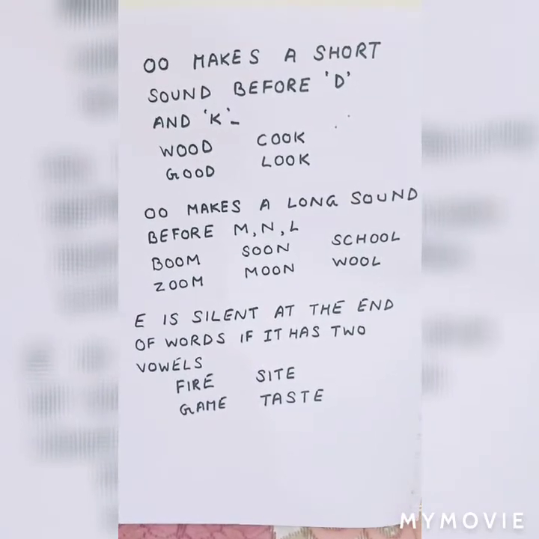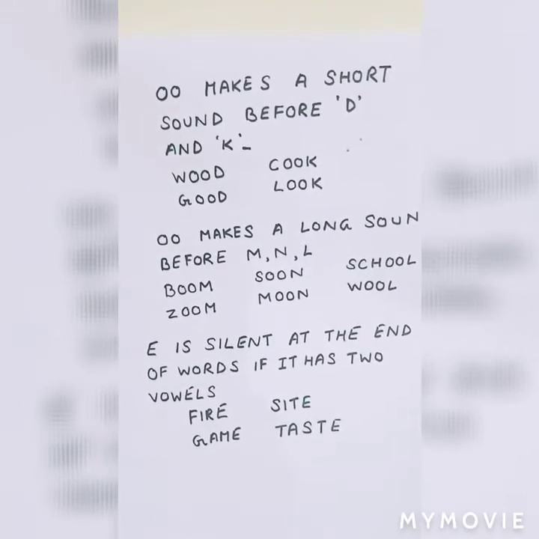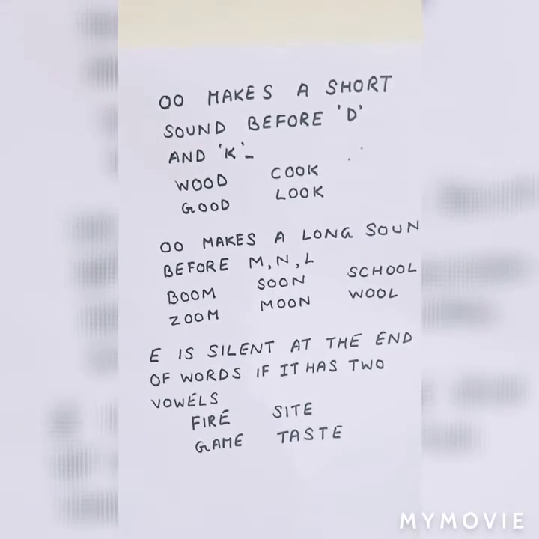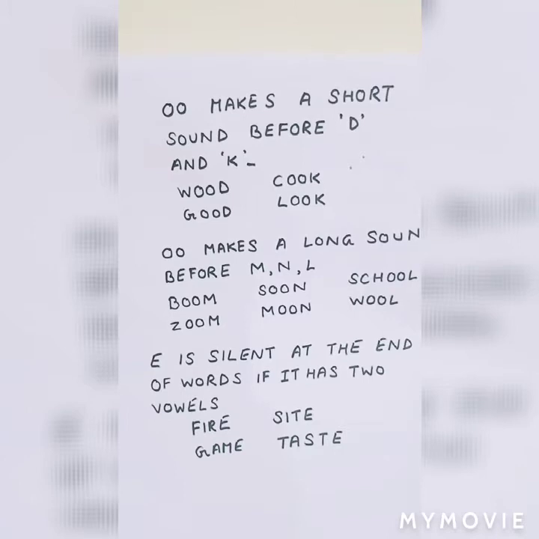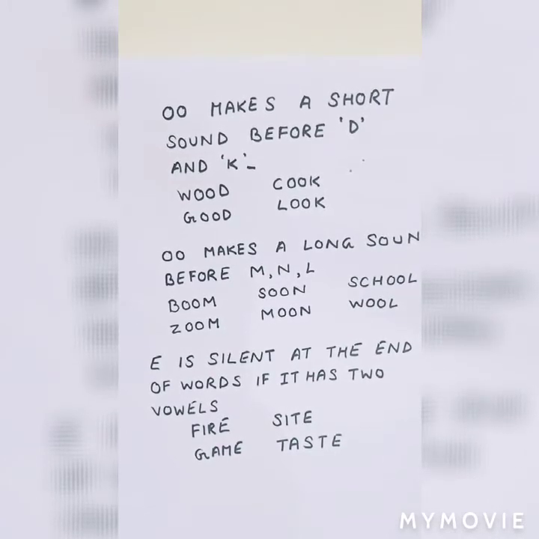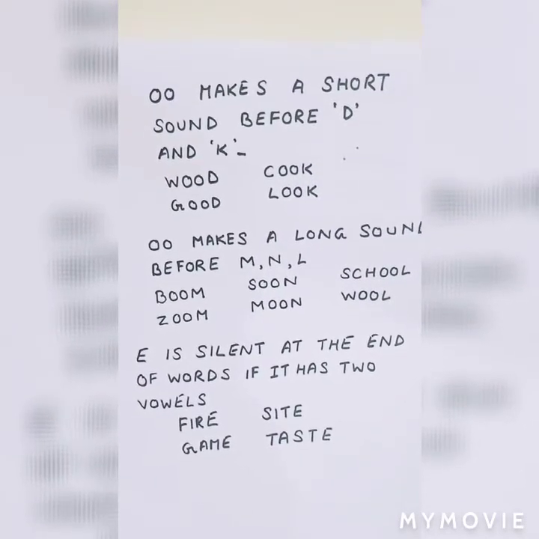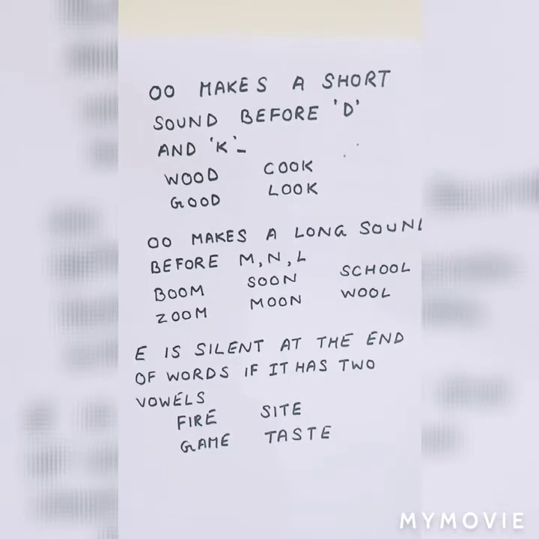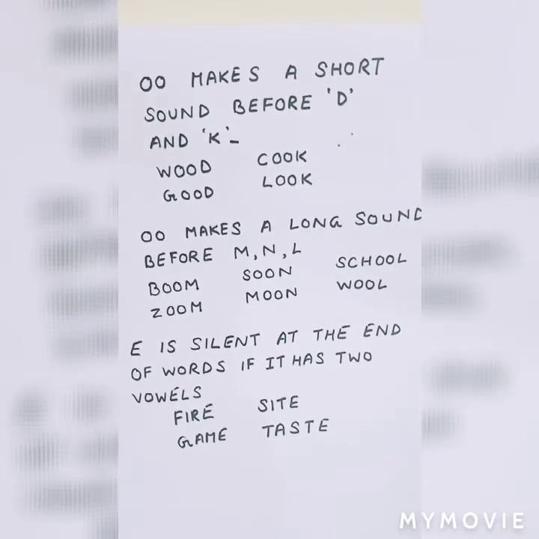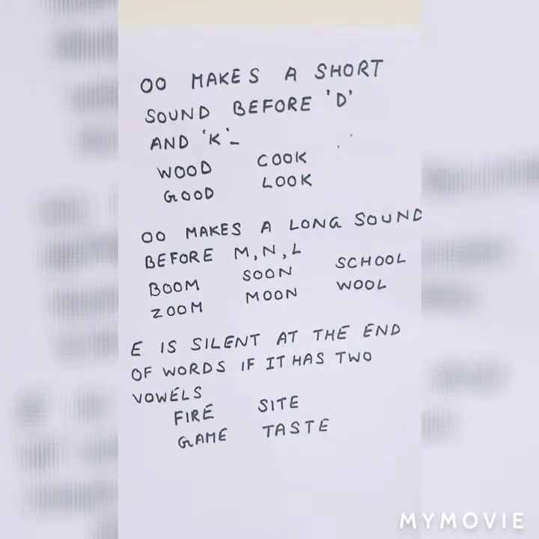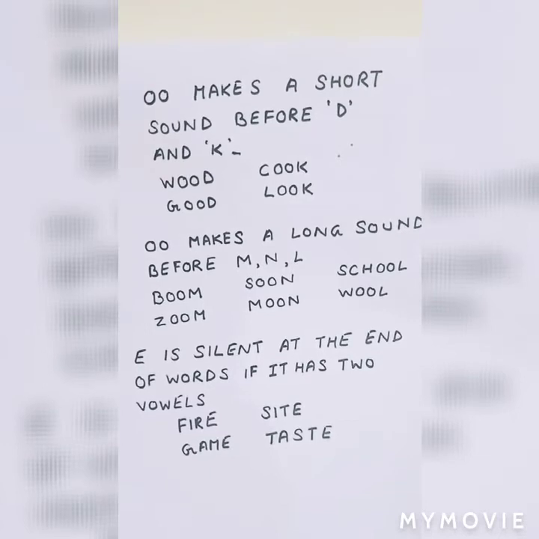Okay, moving on to the next letter, we have E. E is silent at the end of words if it has two vowels. Alright. Example, fire. So E is silent here. It's not fiery, it's fire because it has I. Alright. And E is the end alphabet. Game, sight, taste. So in these cases you will find that E is silent.